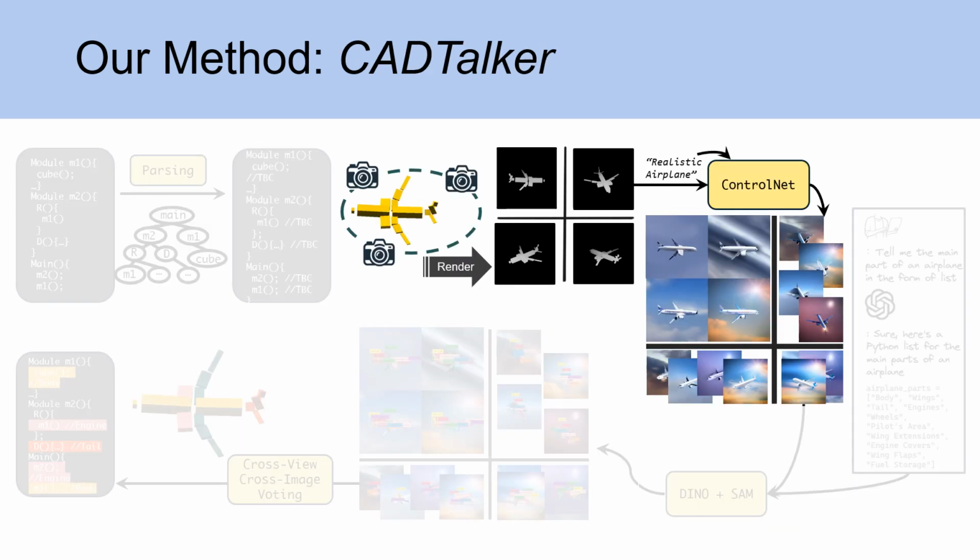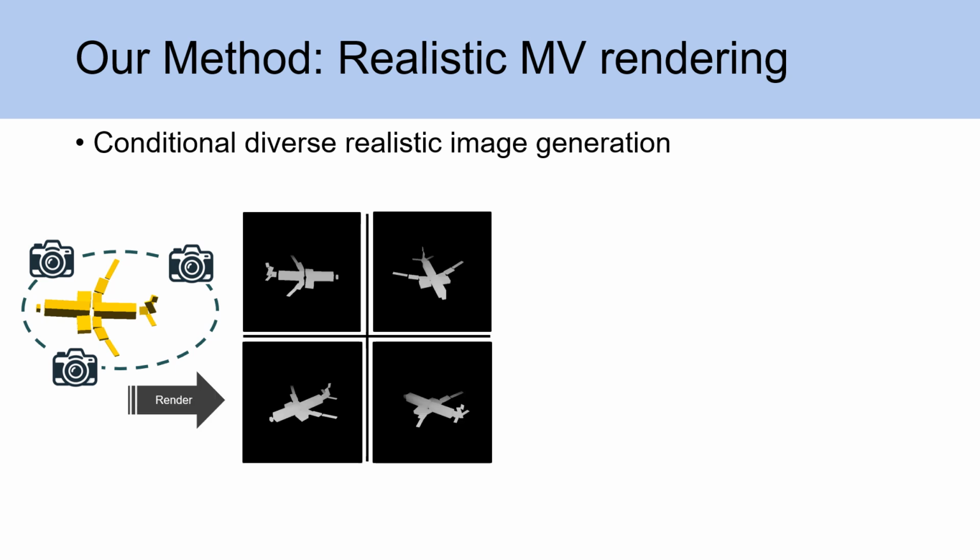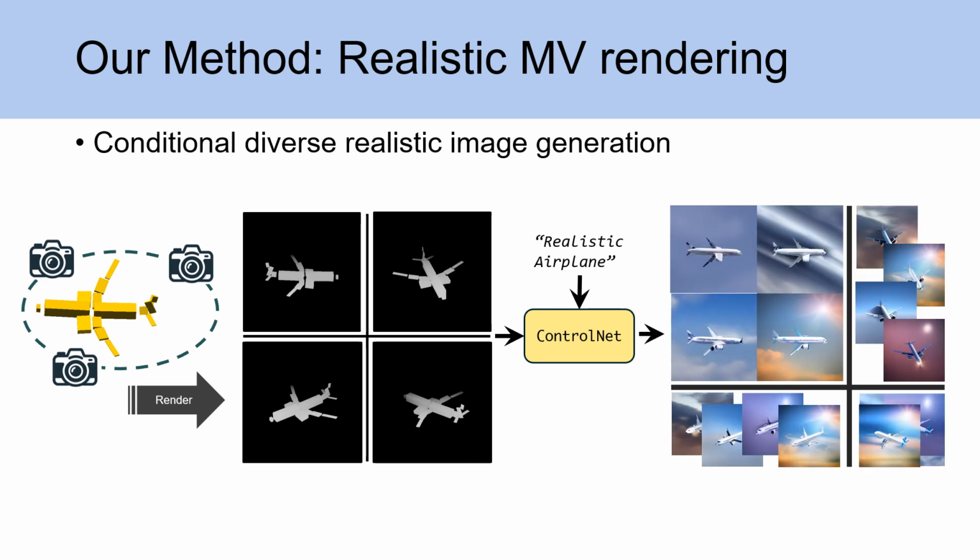In a second step, we use ControlNet to translate images. Specifically, we execute the program to obtain the shape and select 10 views around the shape to render its depth map. The depth map along with the text input are passed to ControlNet to generate realistic images. Note, for each view, we generate 4 realistic images to improve the robustness.